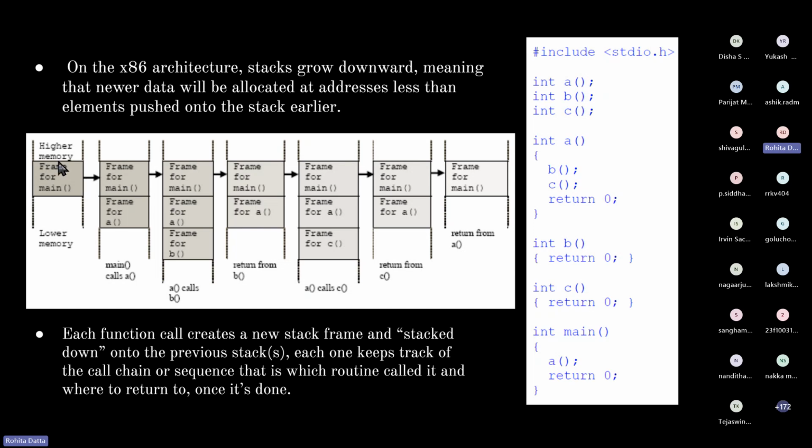First there's space allocated for main. There's a frame that's created for main itself, and all the instructions and all the local variables are decoded, and this frame is created. And after that, since it's calling a function A, there will be another frame created for A, after which A is calling B, and now there's another frame created for B.